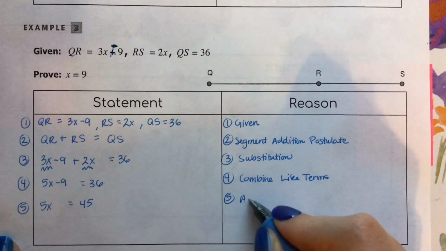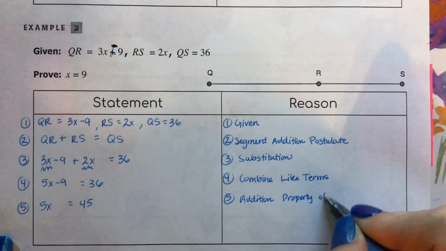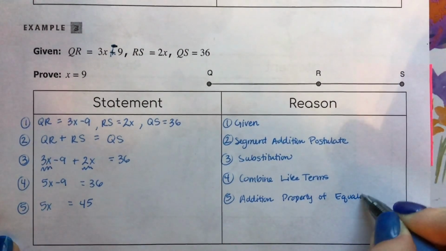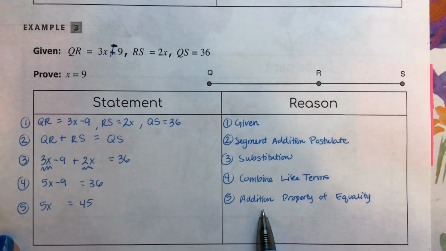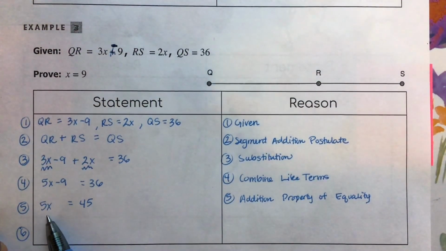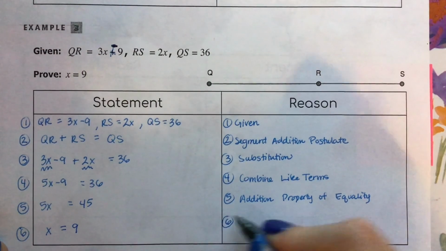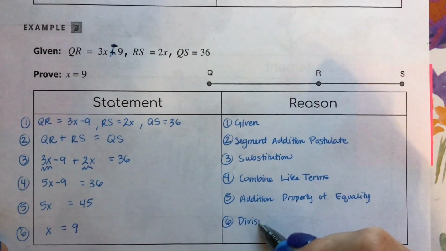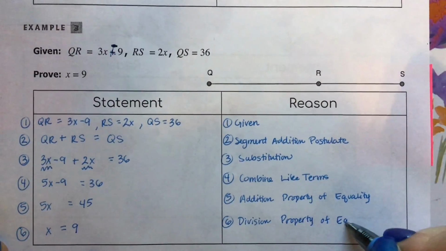That is going to be the addition property of equality. It's the addition property of equality because I added the same number to both sides of the equation to get a new balanced equation. For my very last step, I'm going to divide by 5 on both sides to isolate the x, and I'm going to get x is equal to 9. And my reasoning for that is the division property of equality.